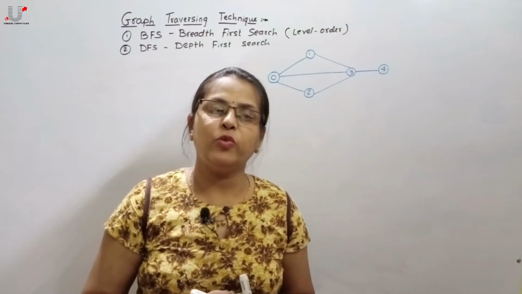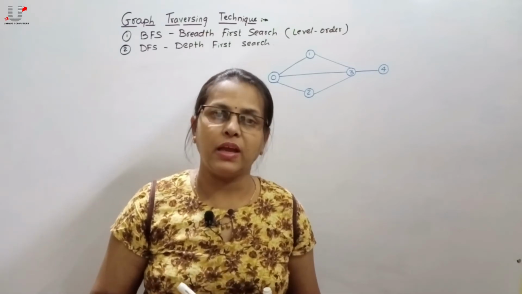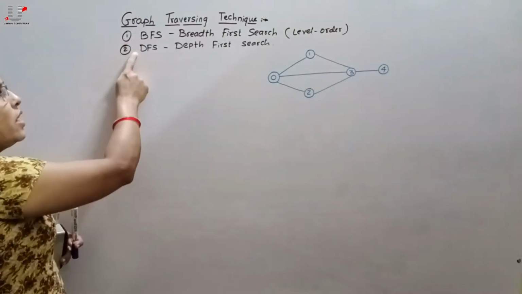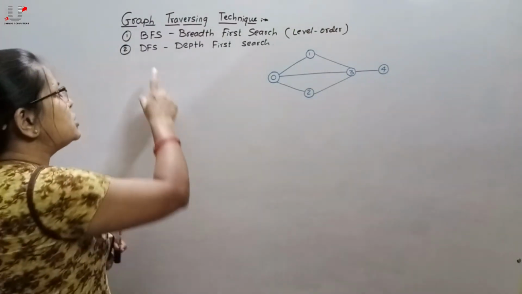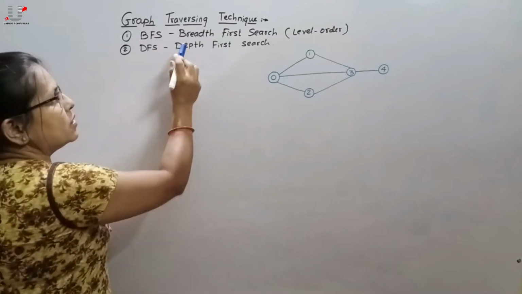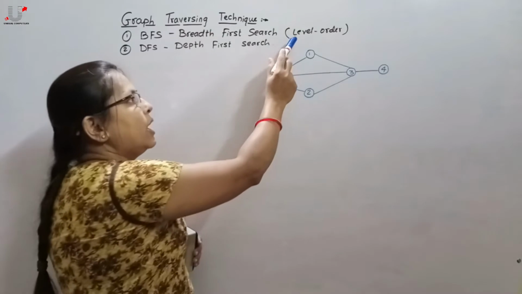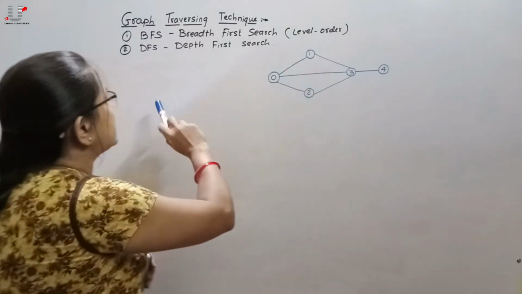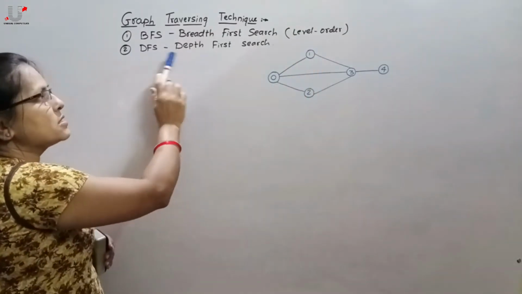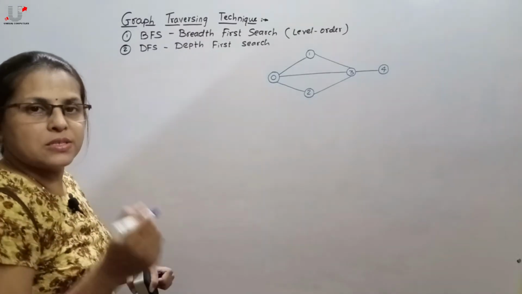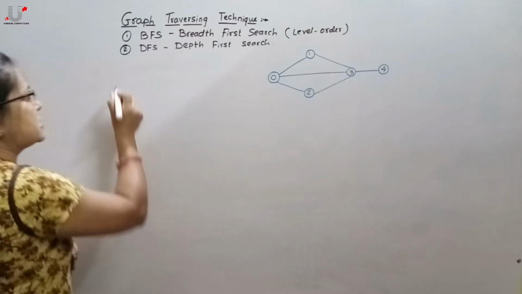Friends, in this video we will learn about the traversing technique of a graph. There are two traversing techniques. First one is BFS, known as breadth first search, also called level order, and the second one is DFS, which stands for depth first search. So let us start with BFS.